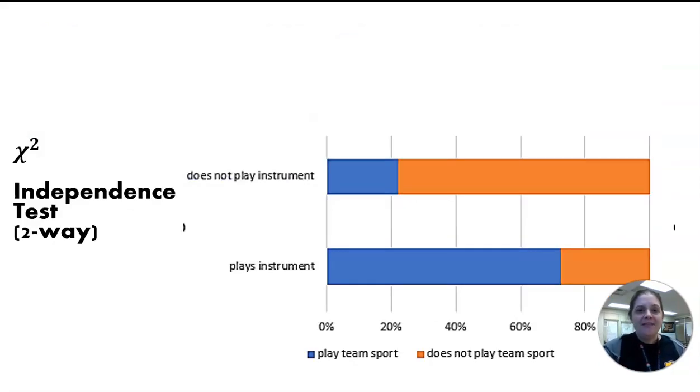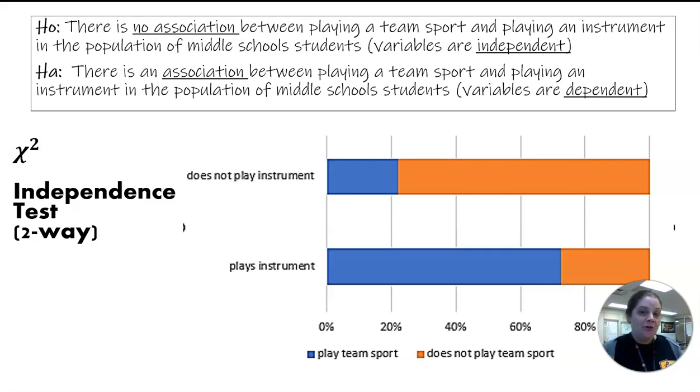All right, so again, this chi-squared test for independence, if we were going to look at the null and alternate hypotheses, the null hypothesis would be that idea of sameness, that independence. So I would say there's no association between playing a team sport and playing an instrument in the population of middle school students. The variables are independent. And with the alternate hypothesis, I would say there is an association between playing a team sport and playing an instrument. The variables are dependent.